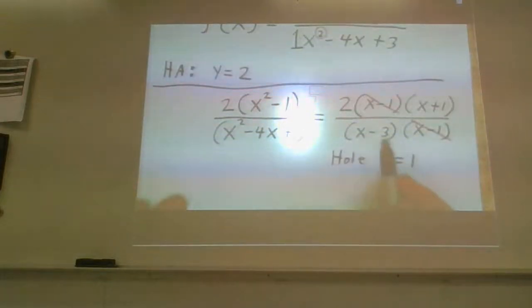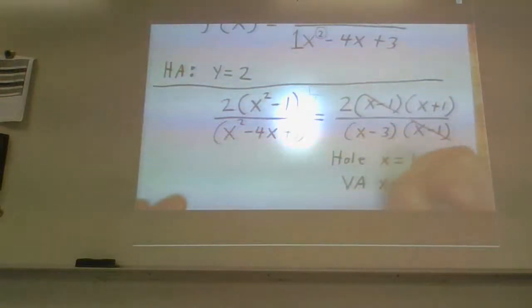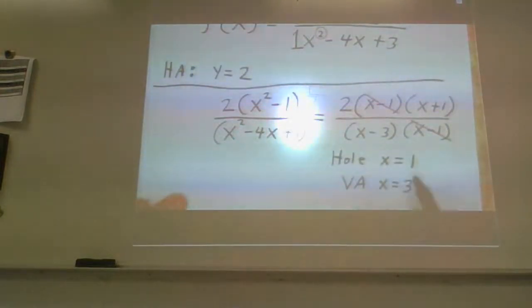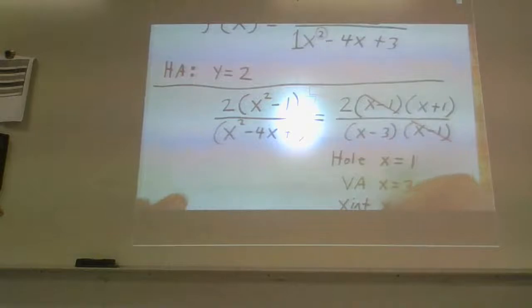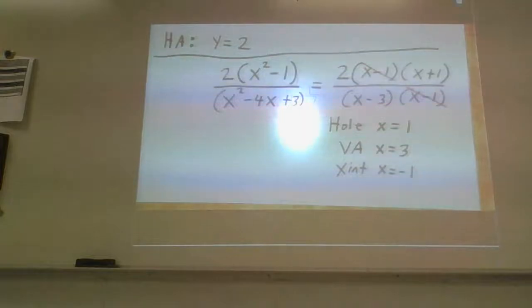Not only that, the other part of the denominator indicates my vertical asymptote. And the other part of the numerator that did not cancel indicates my x-intercept. All of those pieces of information can be deciphered from factoring the problem. That is one of the biggest things that you can do. Take out a GCF, factor the quadratic, see what happens. If stuff cancels, you have a hole. If stuff doesn't cancel, you can identify a vertical and an x-intercept.